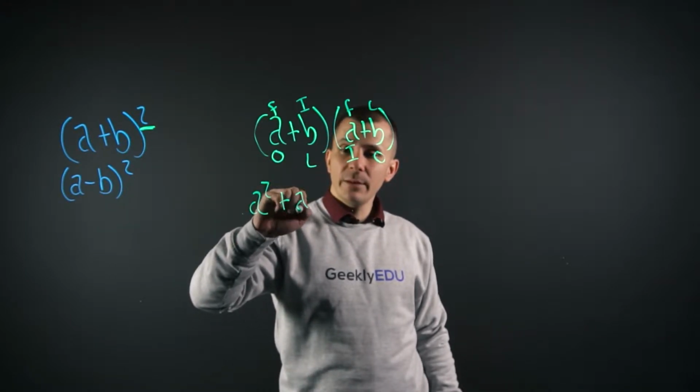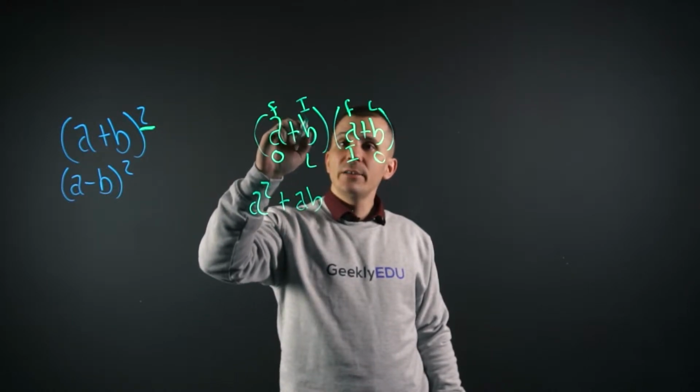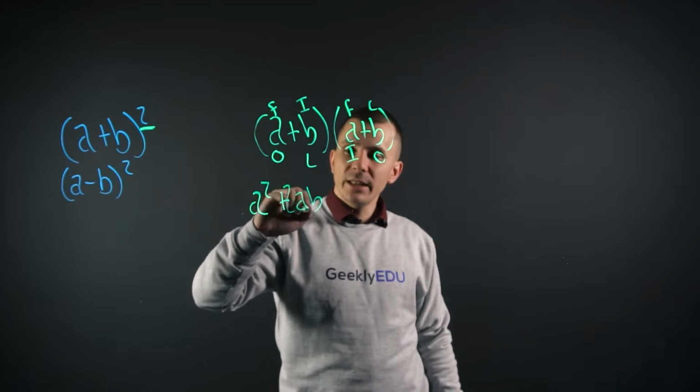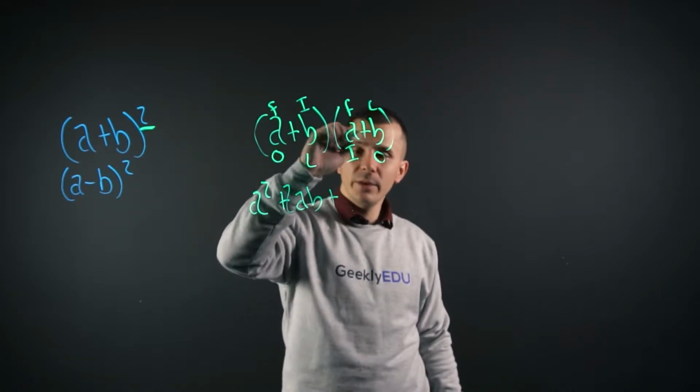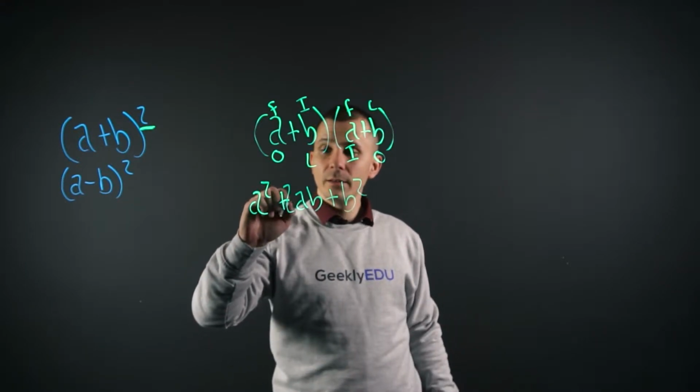So we have an a and a b. Of course, we're going to have two ab's, but our inner is going to be b and a. So we have another a and b. We're just going to make that a 2ab, and then plus b squared. So that's it using the FOIL method.